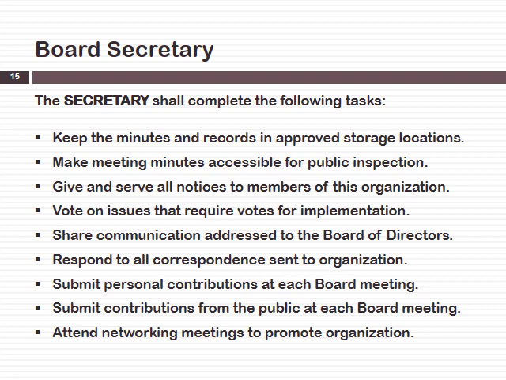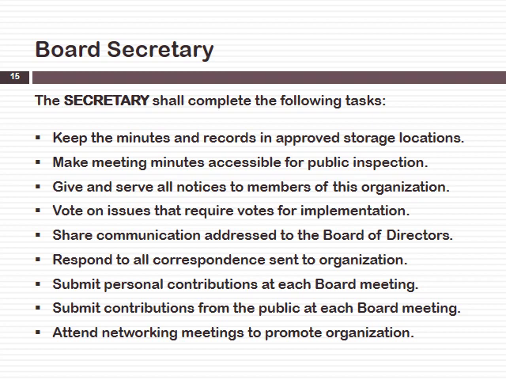The secretary completes the following tasks. Keep the minutes and records in approved storage locations. Now, during the meetings, with so much technology available, secretaries may just key the minutes in their notepad or on their laptop computer and then upload to the cloud. Once upon a time, you would take notes and then type them later and store them in a file cabinet, or on the hard drive of a computer. It depends on what you have established as a record keeping method, but the point is the minutes and the records must be stored in approved storage locations.